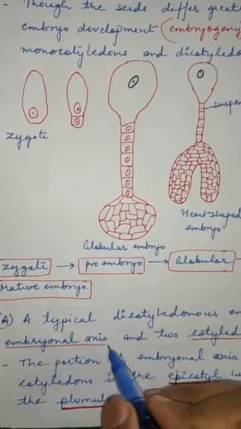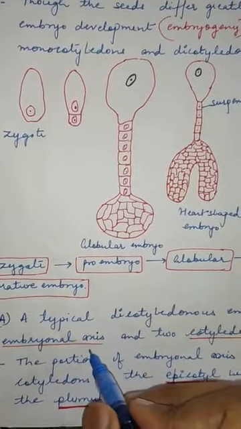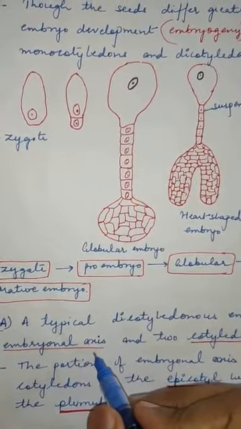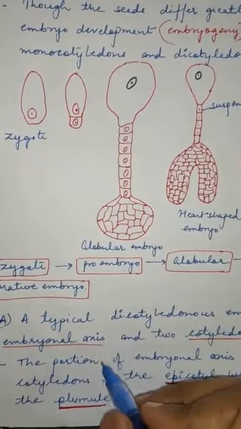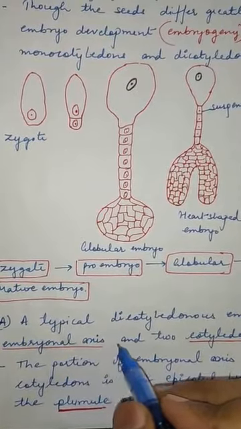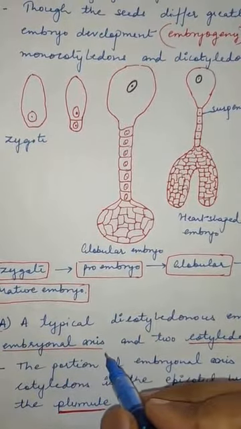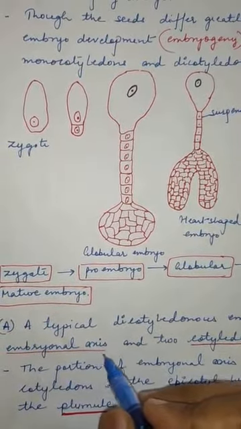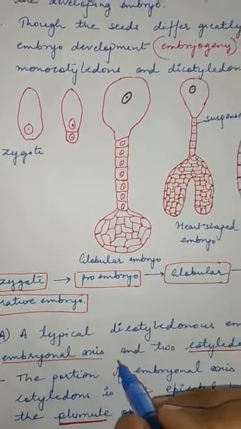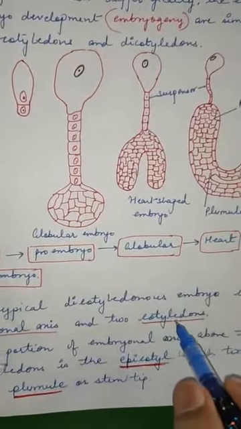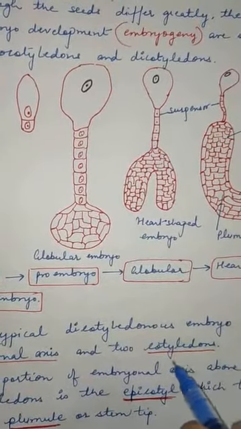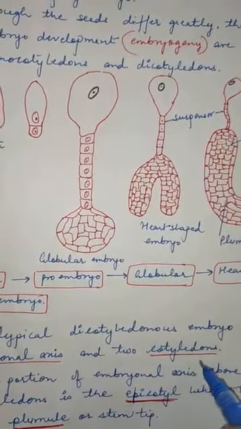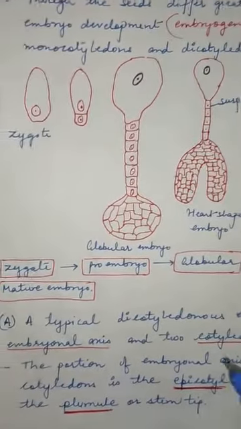They are having an embryonal axis, right? The other name of this embryonal axis is tigellum. So the embryonal axis, also known as tigellum, consists of two cotyledons, right? And what is the role of cotyledons? Cotyledons are responsible for storing the food.